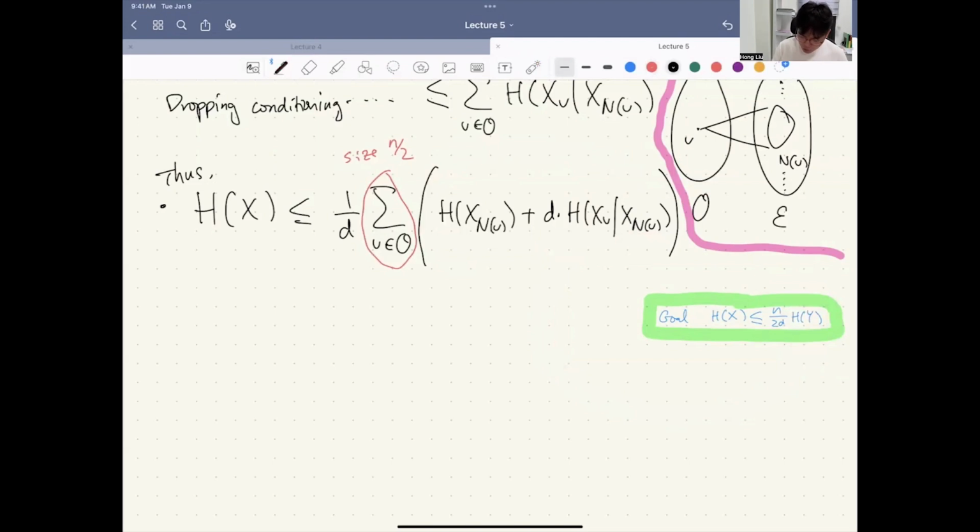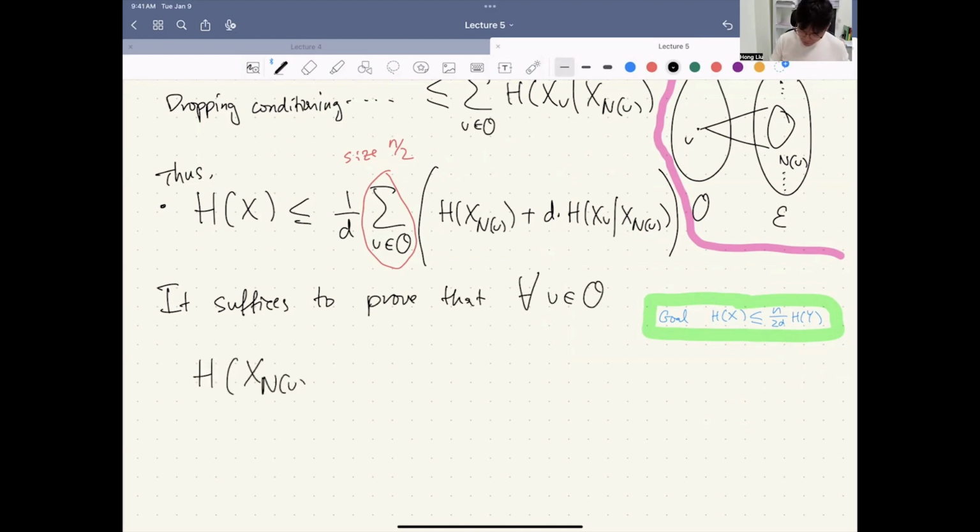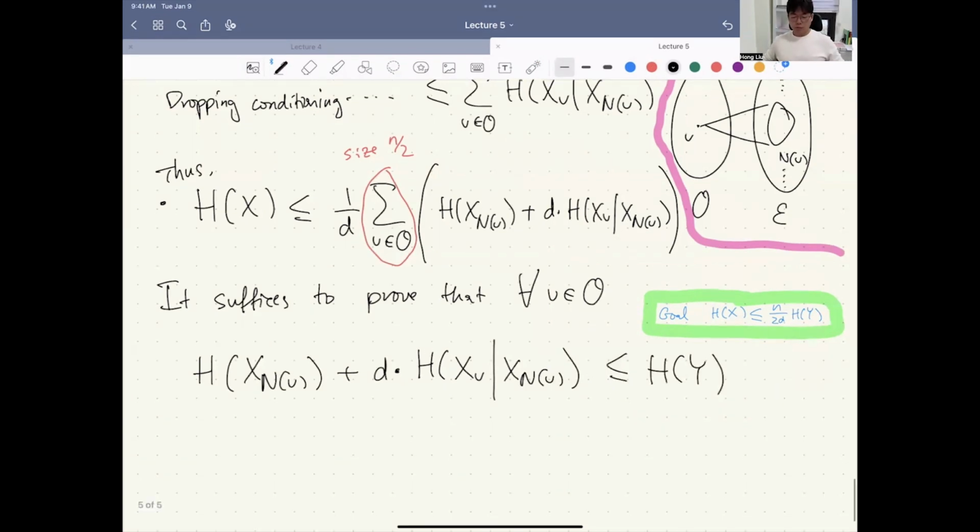It suffices to prove that for any V in O, H of X_N(V) plus D times H of X_V given X_N(V) is at most H of Y. This is what we're going to do.